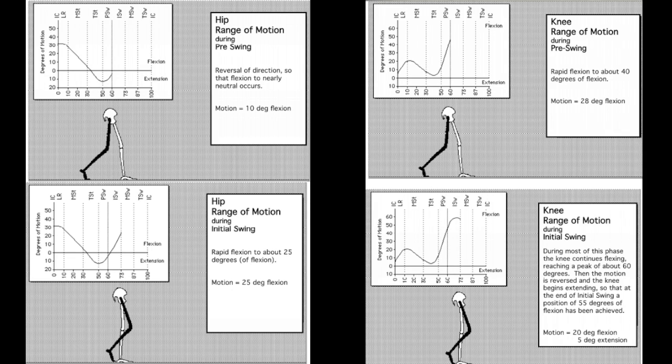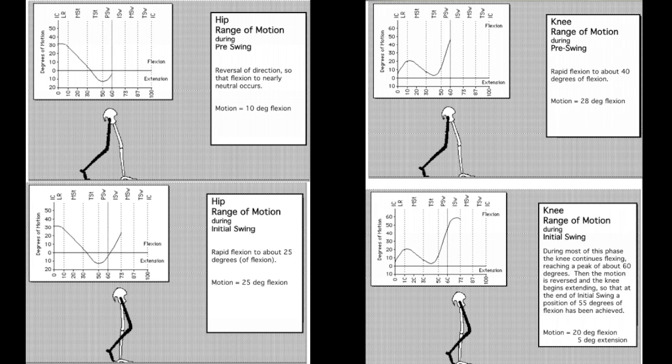In the last stance phase, pre-swing, the hip is going through about 10 degrees of flexion to almost neutral, but still on the extension side. The knee is then going through rapid flexion of 28 degrees. This marks the end of stance phase and the beginning of swing phase.